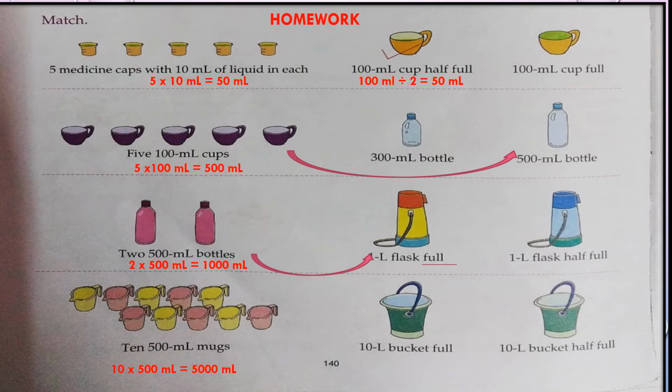Now see the second one, it is 10 liter bucket half full. Half means you will divide 10,000 by 2, so you will get 5000 ml. So this is the answer.